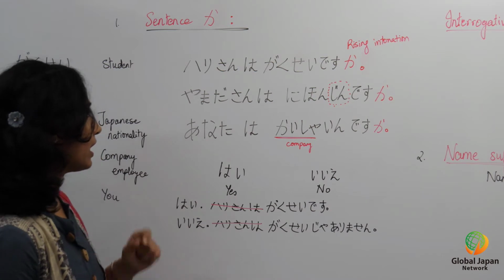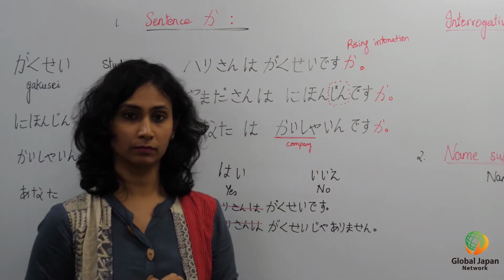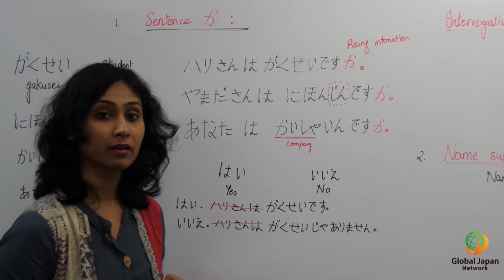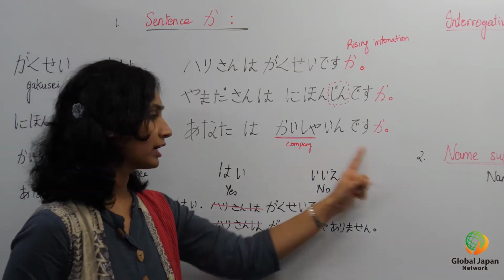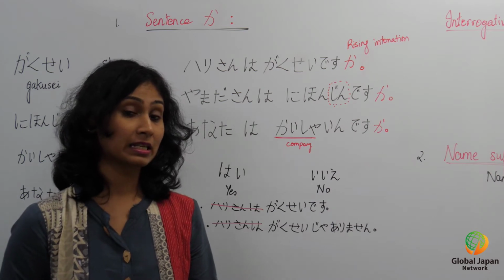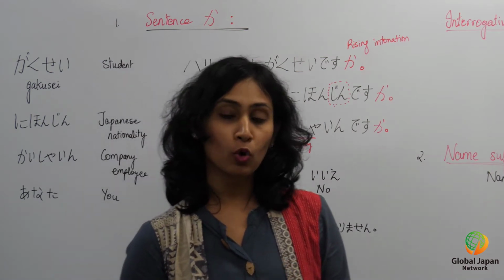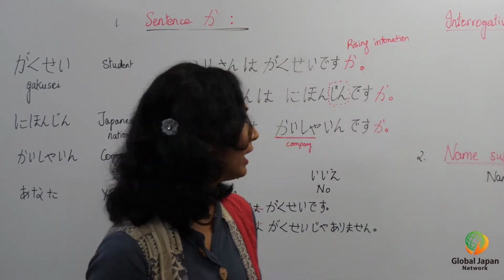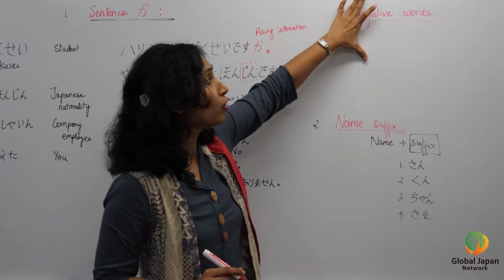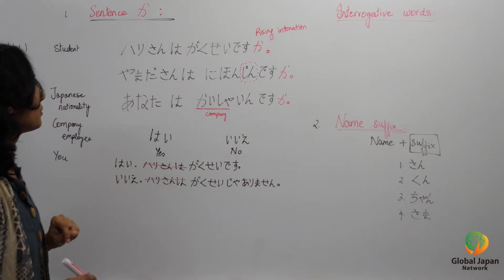Coming to this. Anata wa kaishain desu ka? If you want to skip the subject, how would you answer with hai? Hai, kaishain desu. If you have to tell no, that is iie, kaishain ja arimasen. Moving ahead, got it? So for yes-no questions we answer this way. Before I get into interrogative words, there is one other point I want to cover here.